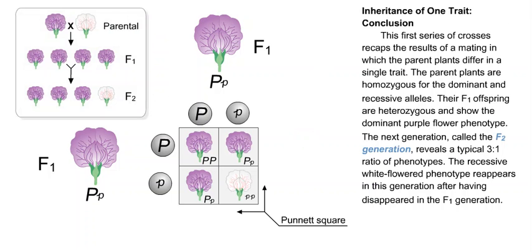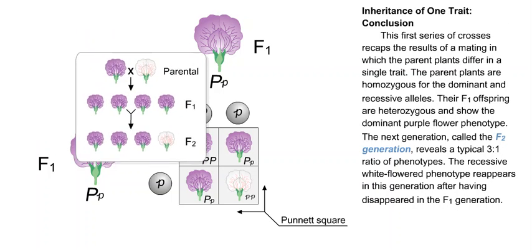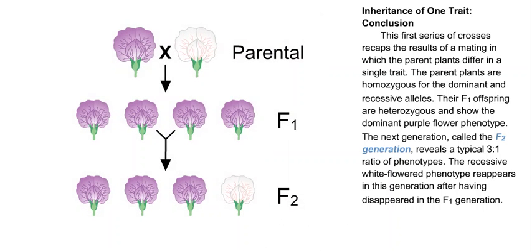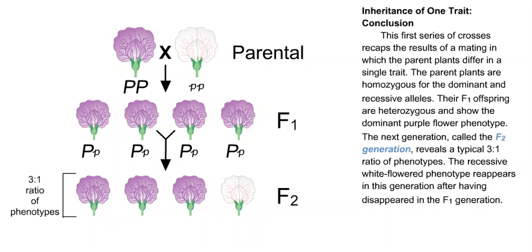This first series of crosses recaps the results of a mating in which the parent plants differ in a single trait. The parent plants are homozygous for the dominant and recessive alleles. Their F1 offspring are heterozygous and show the dominant purple flower phenotype. The next generation, called the F2 generation, reveals a typical 3-to-1 ratio of phenotypes. The recessive white-flowered phenotype reappears in this generation after having disappeared in the F1 generation.